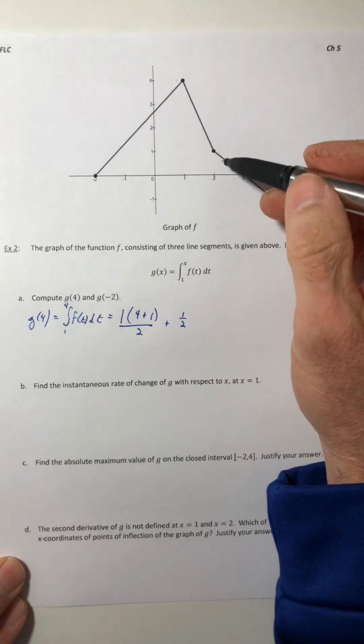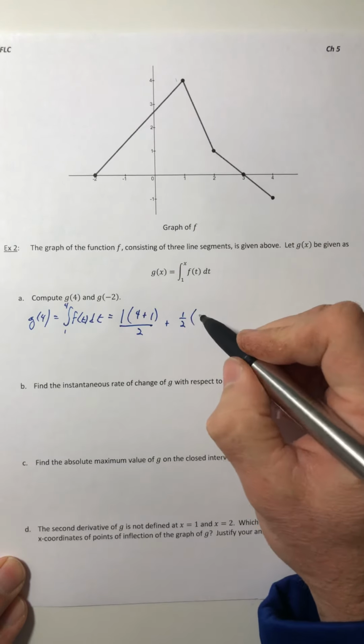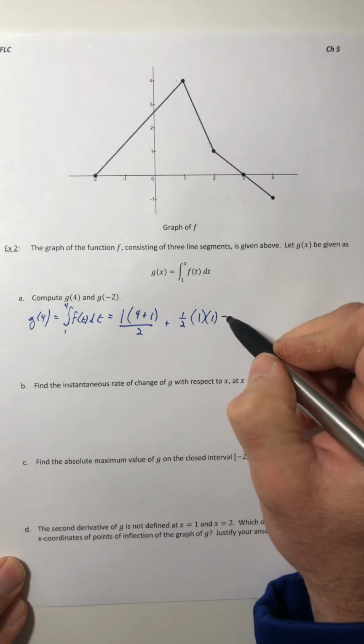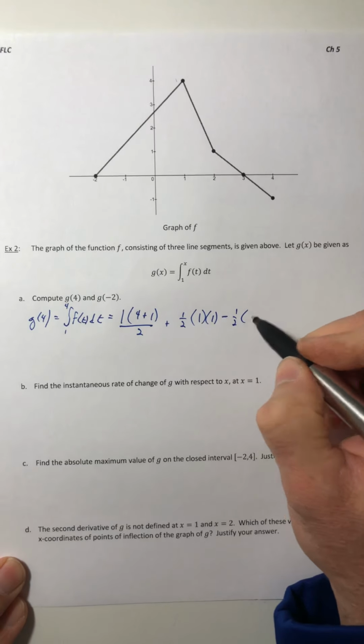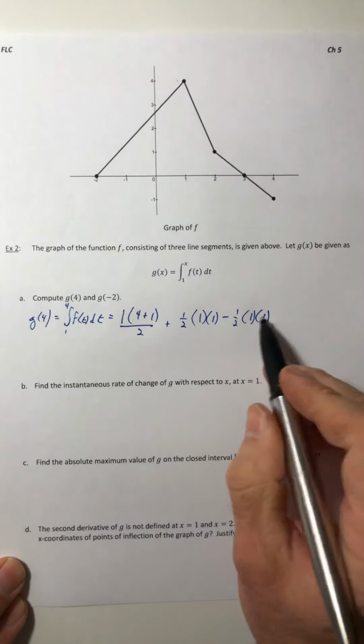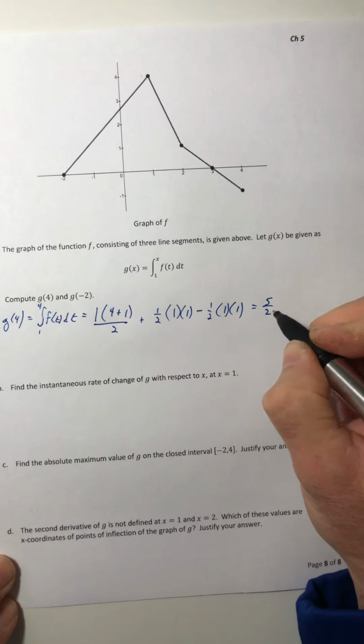Plus 1/2 for the triangle. The base is 1, height is 1. And the second triangle, it's below, so it's negative. Its base is 1, and height is also 1. So they cancel each other out, so the answer for that is just 5/2.